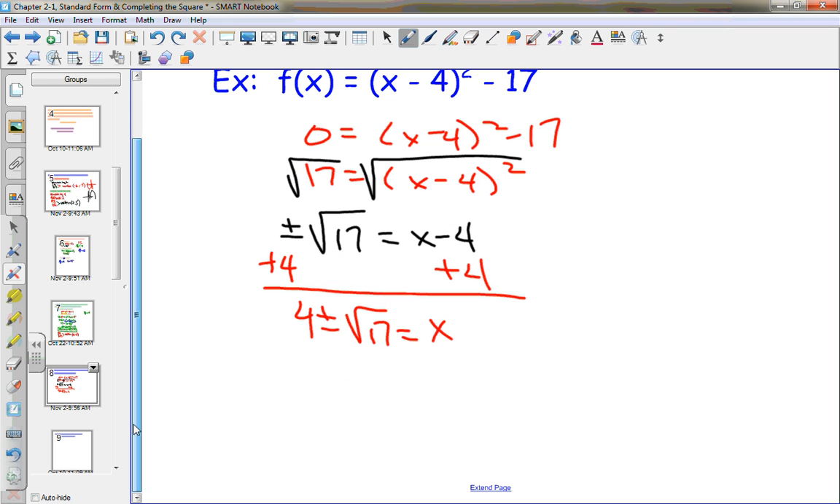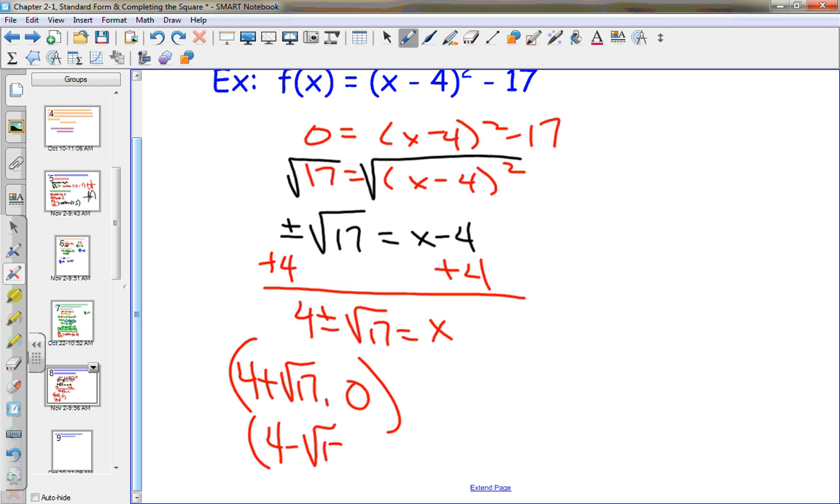I have one issue. Because an x-intercept is a point on a graph, I want an ordered pair, don't I? Because that's what makes it a point. So my first ordered pair is going to be 4 plus the square root of 17, comma 0. And my next one's going to be 4 minus the square root of 17, comma 0. These are my x-intercepts.